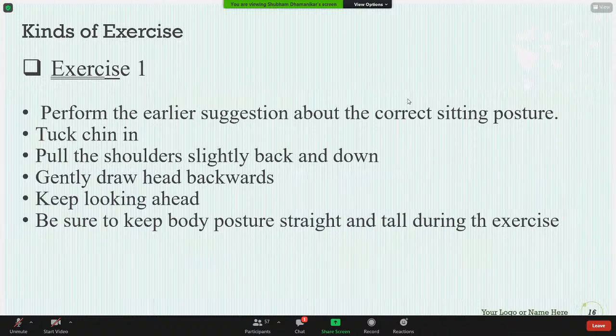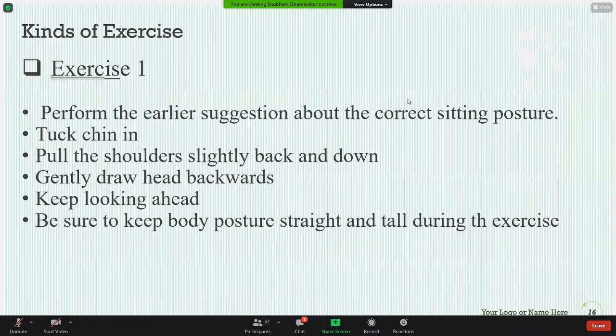Keep looking ahead. You have to look ahead so that your posture will be maintained correctly. Be sure to keep body posture straight and tall during the exercise. While doing exercise or while walking, your body posture should be straight.